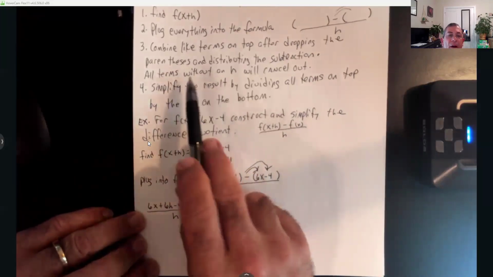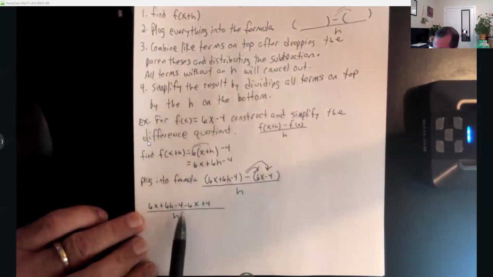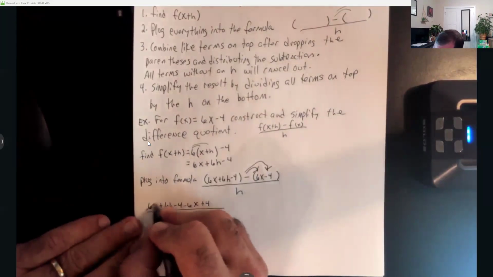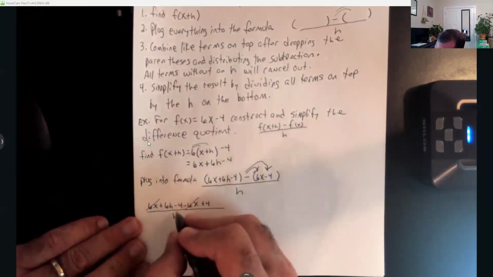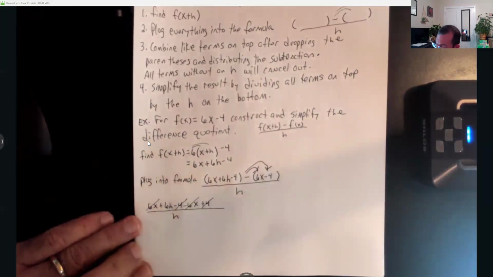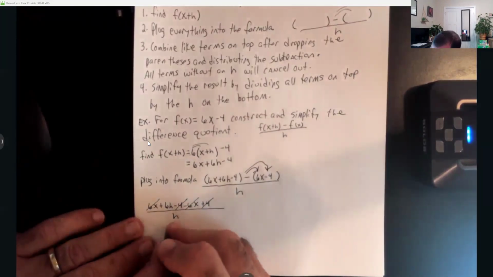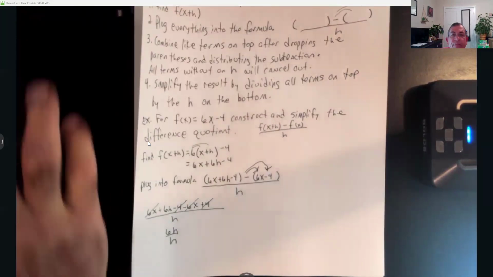So then we said, hey, all terms without an h will cancel out. Well, y'all look on top. The 6x and the negative 6x, they're going to cancel. This negative 4 and this positive 4, they're going to cancel. So notice, all that's left are the h's. You got a 6h over h.